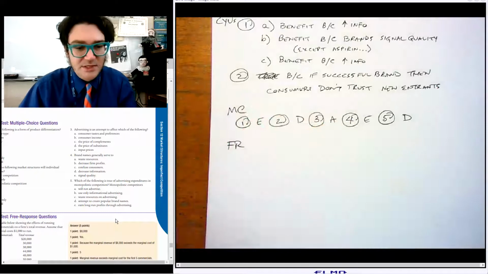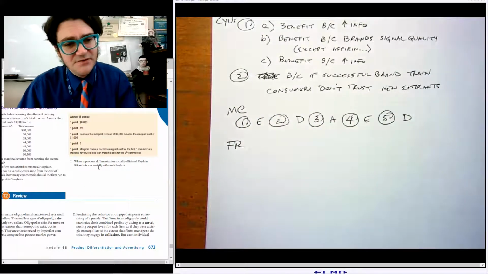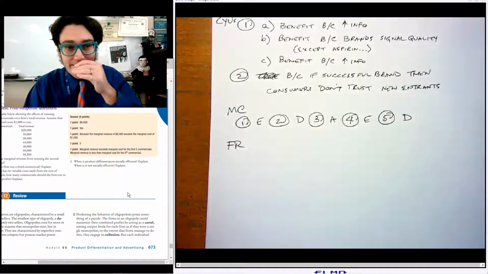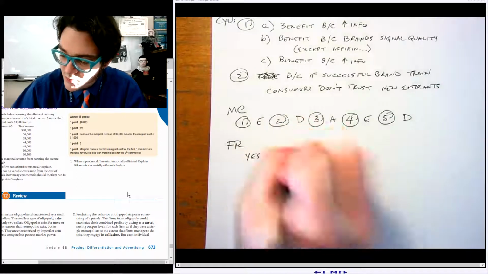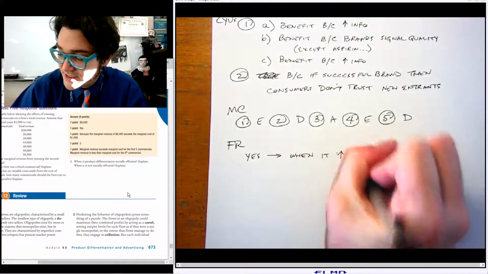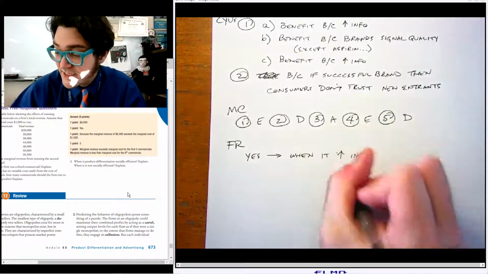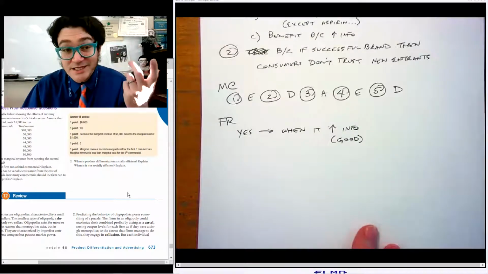And let's look at free response number 2. I bet it's really hard. When is product differentiation socially efficient? When is it not? Yes, when it increases information. And we'd say good information, maybe. Like when it signals quality, that's useful.